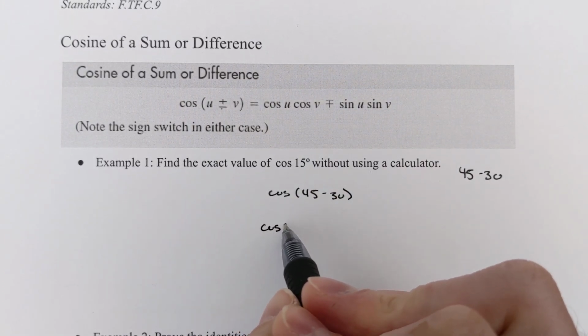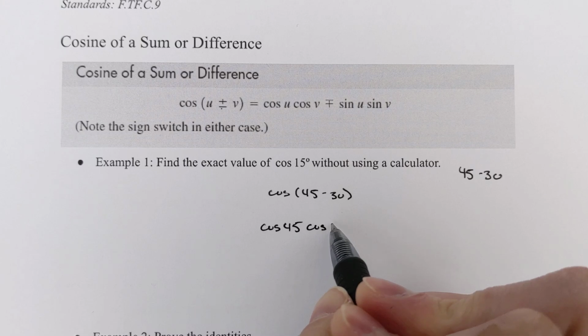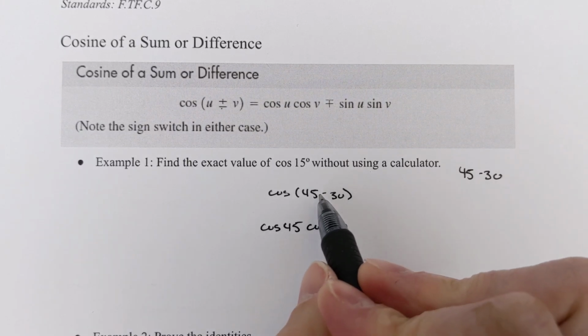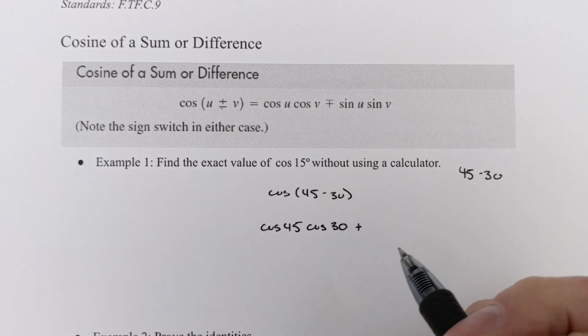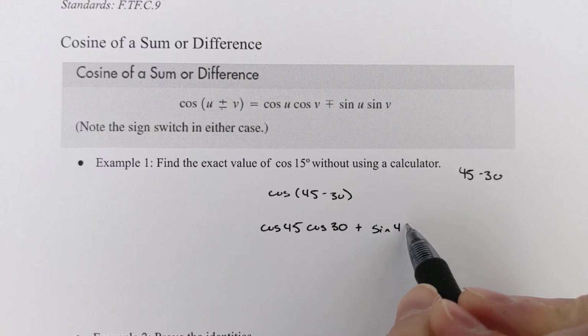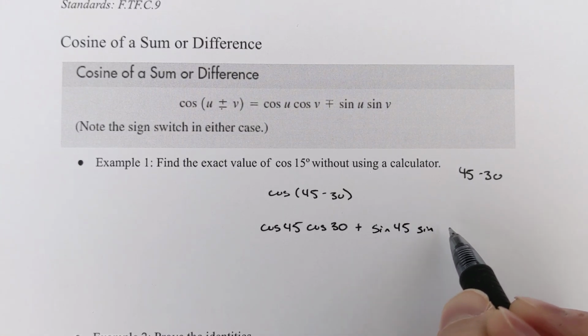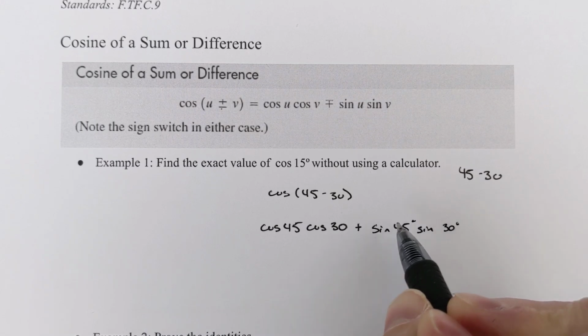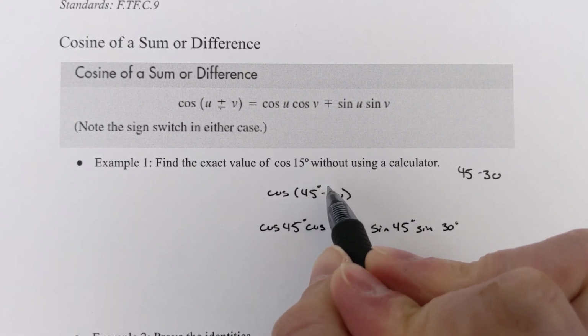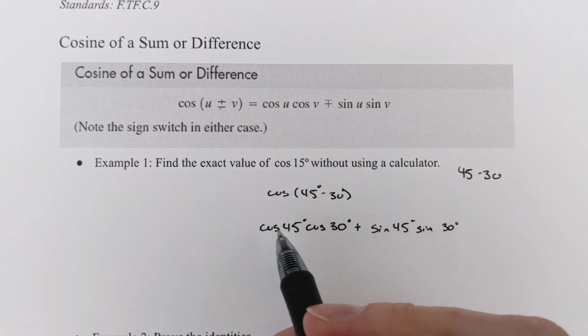So this becomes the cosine of the first times the cosine of the second. Now, since that's a minus, my formula reverses it, plus sine of the first, sine of the second. I'll fill in all my degree symbols so we don't confuse those with radians. And then I can use the unit circle to get all these values.